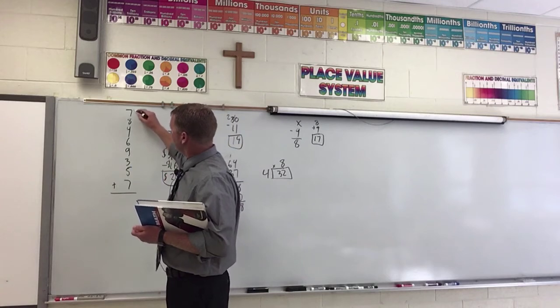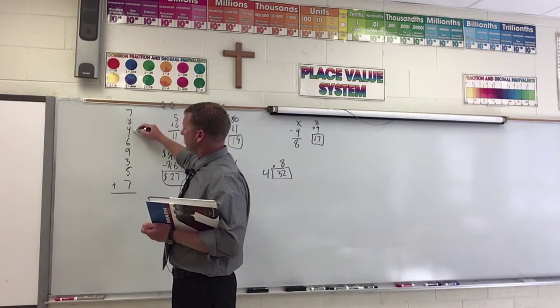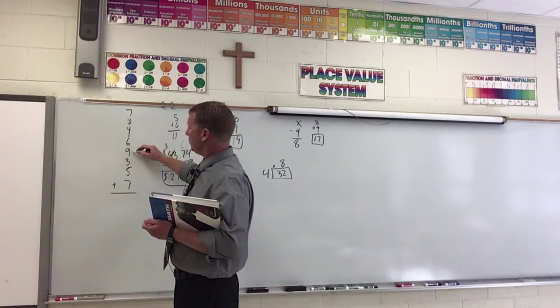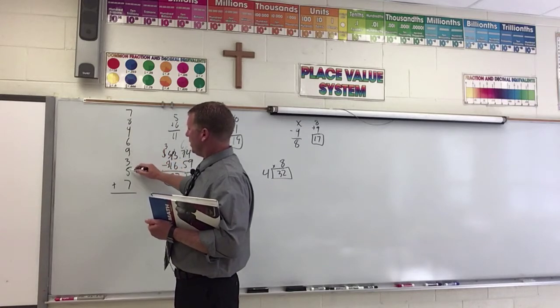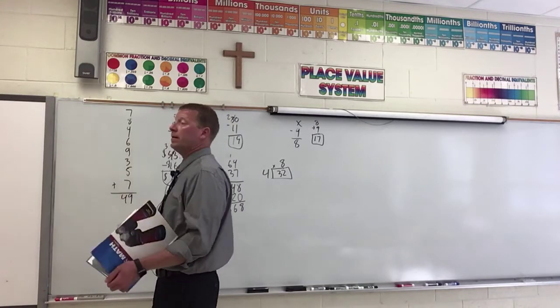I'm going to look at this, and I'm going to go straight down. 7 plus 8 is 15. Plus 4 is 19. Plus 6 is 25. Plus 9 is 34. Plus 3 is 37. Plus 5 is 42. Plus 7 is 49.